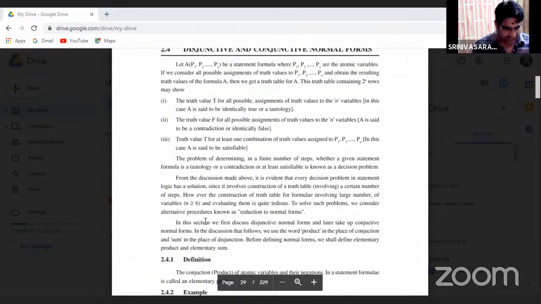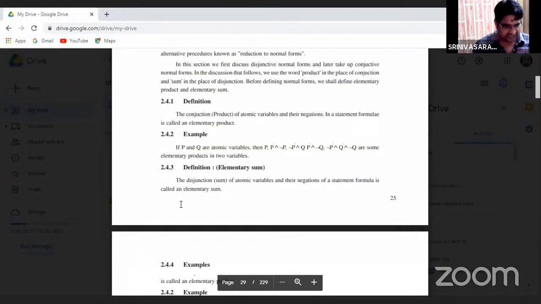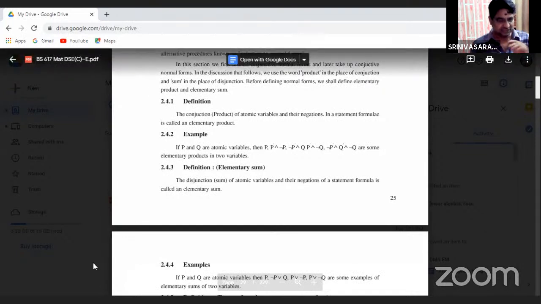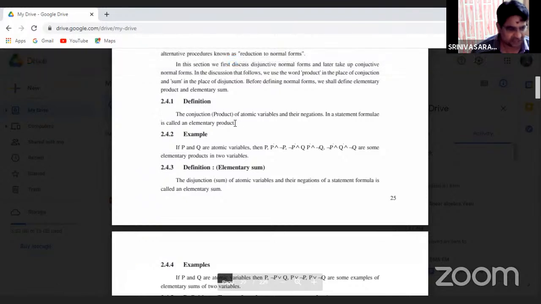Before defining normal form, we shall define the elementary product and the elementary sum. Normal form will be explained with clarity using the elementary product and elementary sum. These definitions are also very important concepts for the upcoming examinations, the final examination.